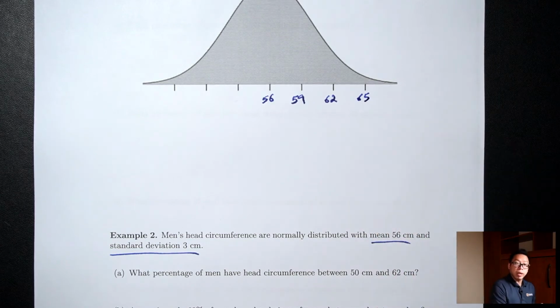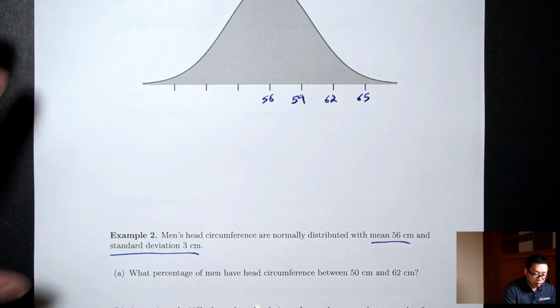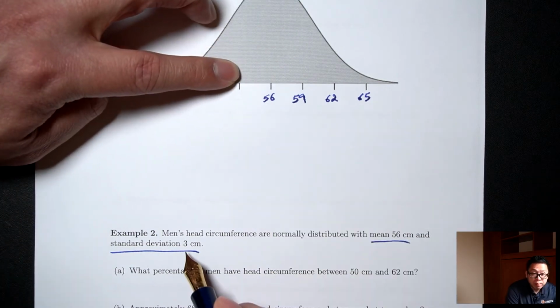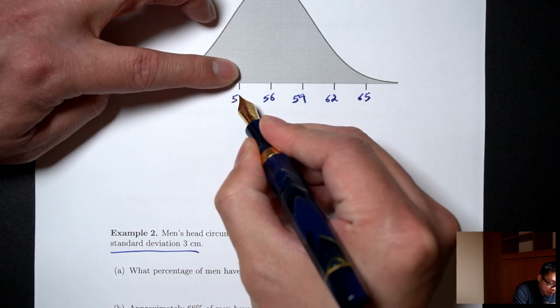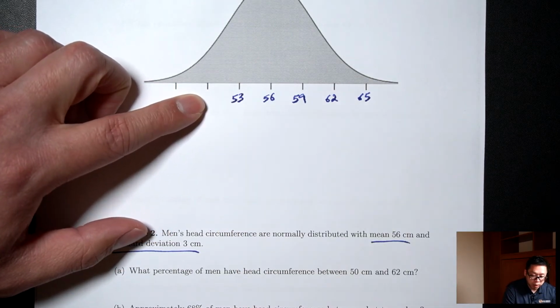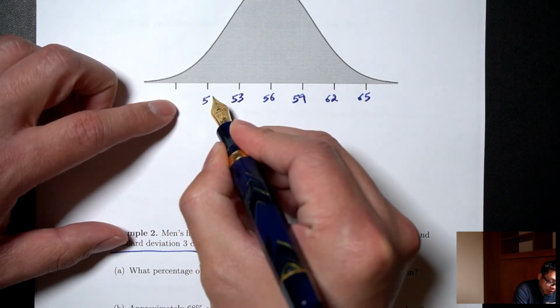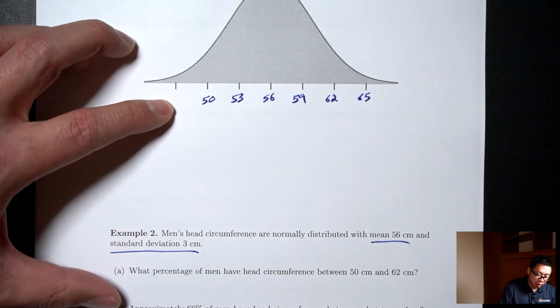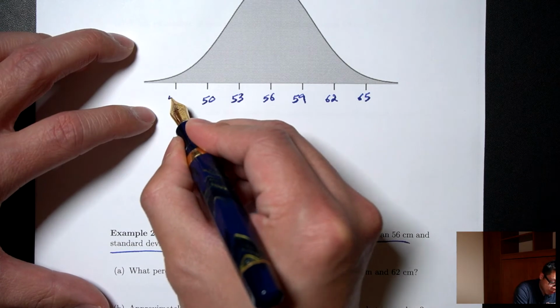And then now go the other way, so subtract the standard deviation. 56 minus the standard deviation, so 56 minus 3 is 53. Minus the standard deviation again, so minus 3 again, that's 50. And then finally minus the standard deviation one more time, so minus 3 one more time, that's 47.